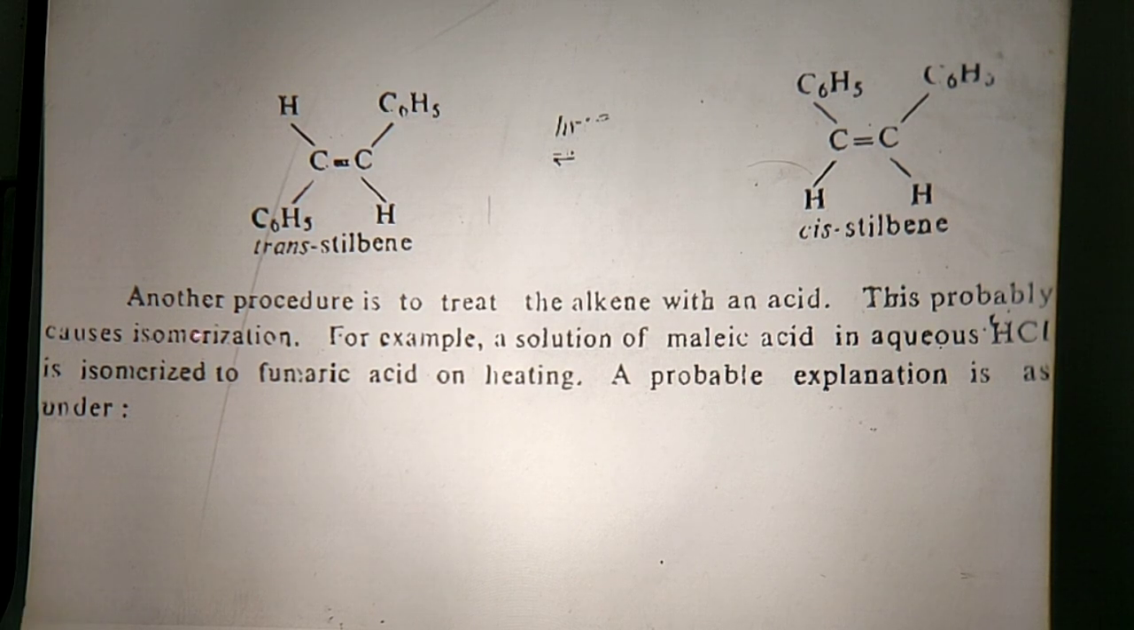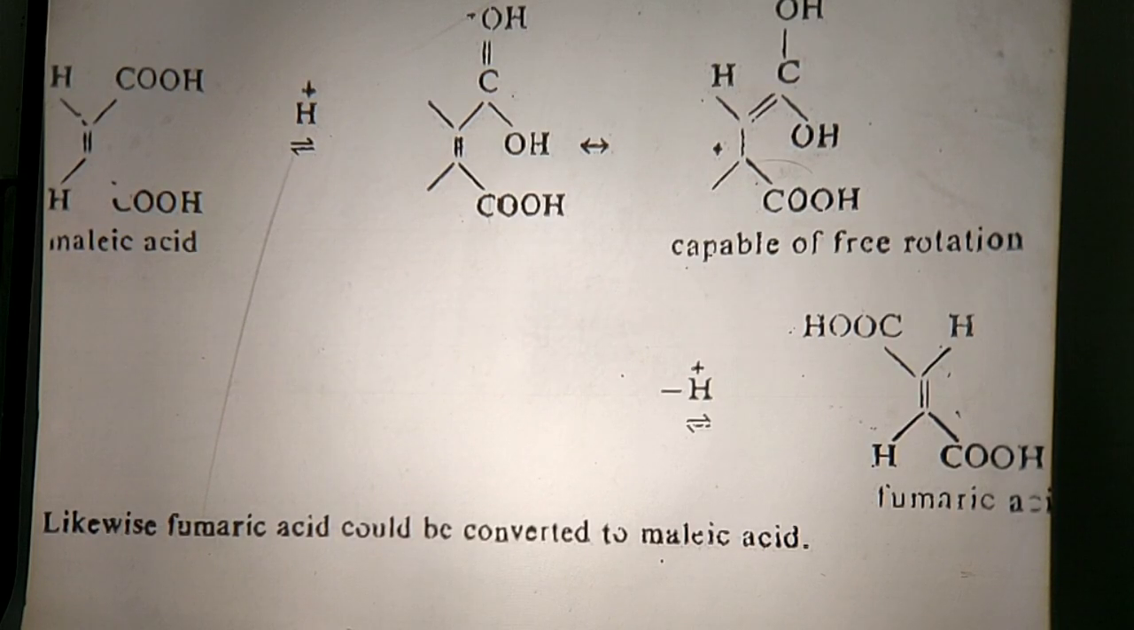Now, another procedure is to treat the alkene with an acid. This probably causes isomerization. For example, the solution of maleic acid in aqueous HCl is isomerized to fumaric acid on heating. A probable example is as under. Now you can understand, here is maleic acid, and if you go back, you are a first year student and I'm giving you the chance to know where this originates from. In the TCA cycle, you would be able to find malic acid, and malic acid is converted into fumaric acid.